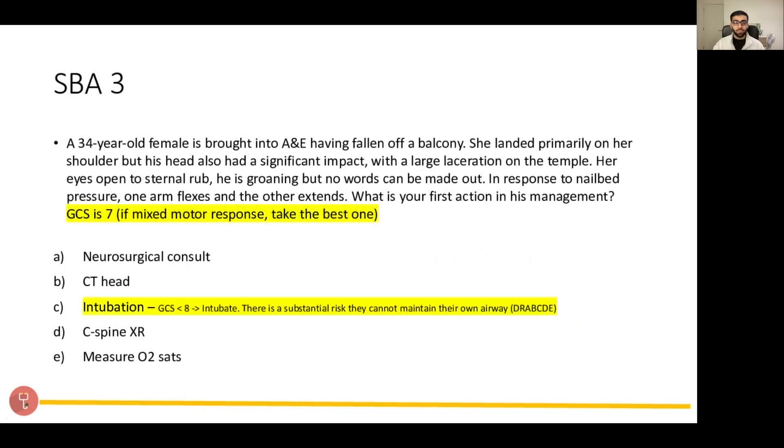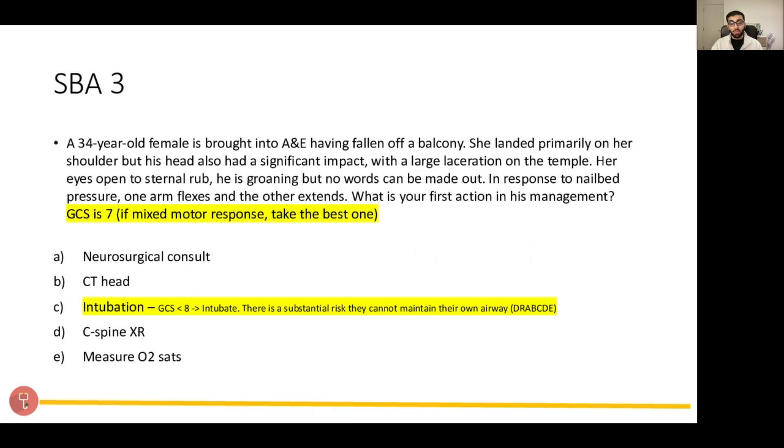So the correct answer is to intubate. The reason for this is the GCS. One key rule that you should remember is if the GCS is less than 8, intubate. If you look at the GCS for this patient, if you combine the motor, the eye response, and the verbal response scores, it comes to around 7. And if there's a mixed motor response, remember to take the best one.